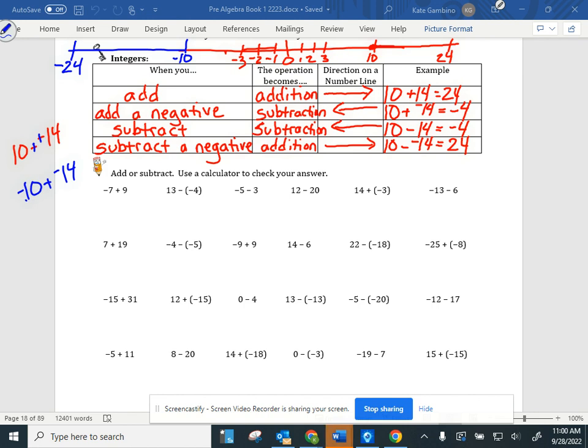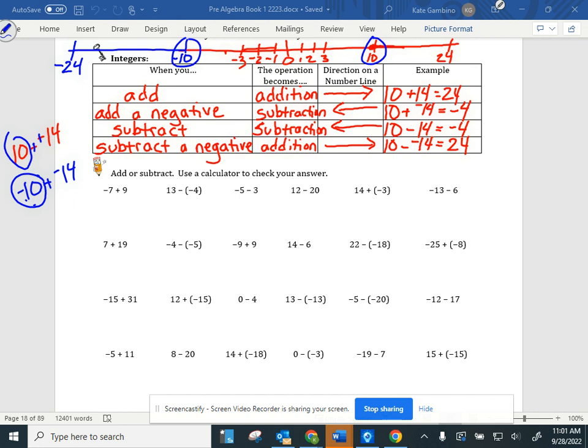So this first number just tells you where you're starting on that number line. Am I starting at a positive 10? Am I starting at that negative 10? That first number just tells you where you start on the number line. Then you have to look, am I adding? I go to the right. Am I adding a negative? I'm going to the left. So negative 10 plus negative 14, I'm adding a negative, so I'm going to go to my left.